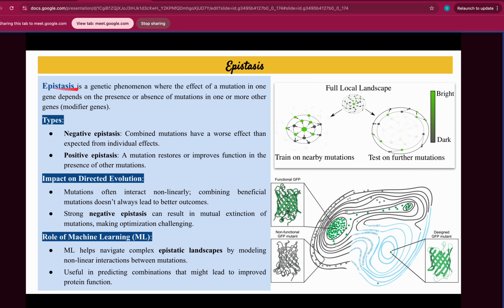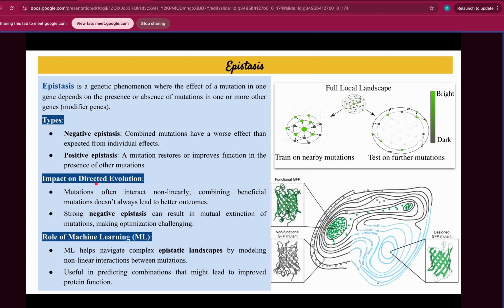So that is what epistasis tells you, that the effect of a mutation in one gene can also depend on the presence or absence of mutation in some other gene. So those two mutations can be dependent on one another. They are determining whether it will bring about the effect or not. There are two types of epistasis, one is negative, another one is positive. Negative means the combined mutations worsen the effect of the individual, while positive epistasis means the mutation restores or improves the function.